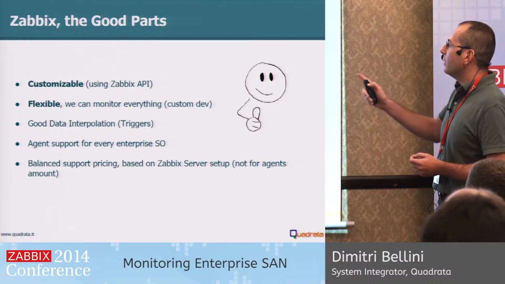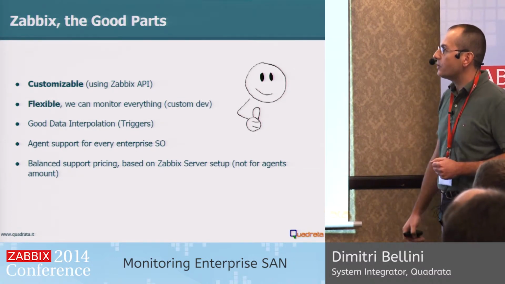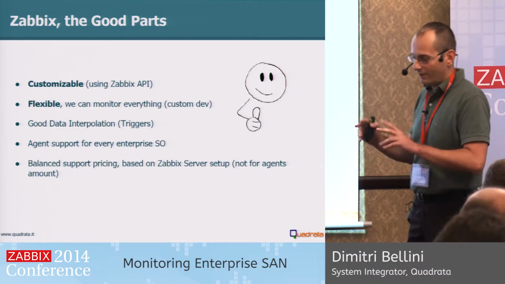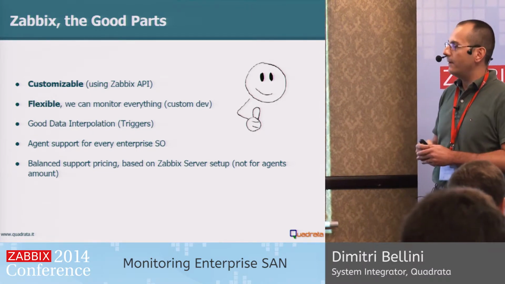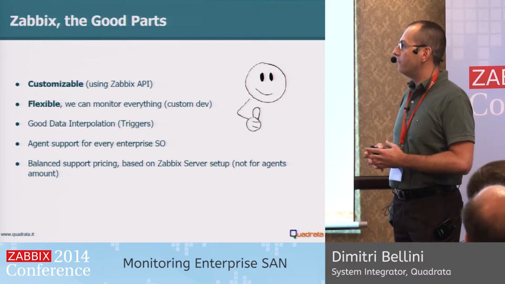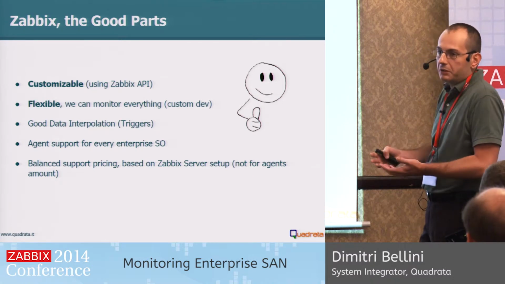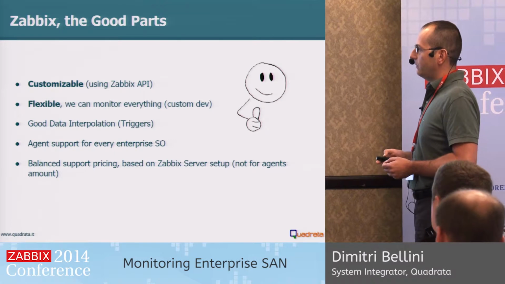Flexible, because we can monitor everything. In this presentation, we see Zabbix monitoring strange devices, because it's not so common to have a lot of storage and a lot of fiber optical switches. Usually we monitor hosts, so Zabbix is very flexible.